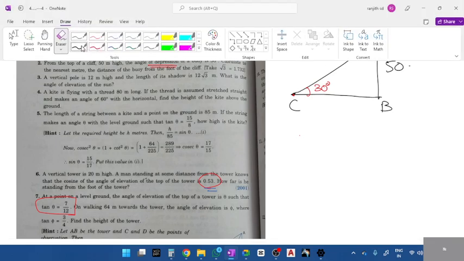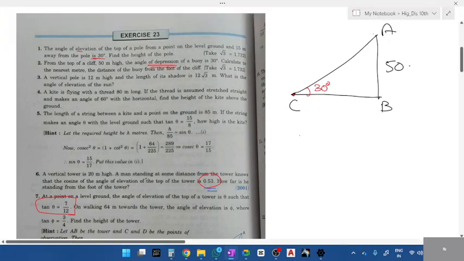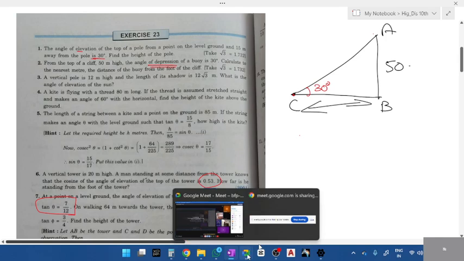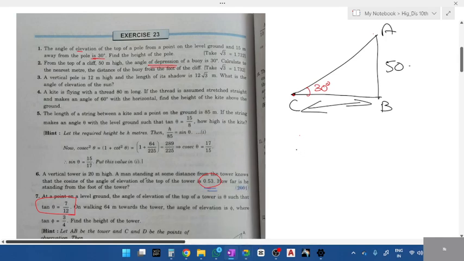Then what we need to find? What do we need to find, students? Calculate to the nearest meter the distance of C from the foot of the cliff. So which one you have to find? Which distance you have to find? This distance. Naomi, what is this distance? Are they given? What you need to find? Okay, you answer, Naomi.